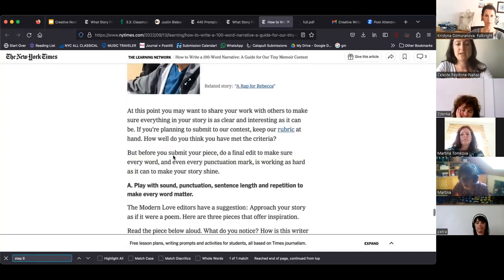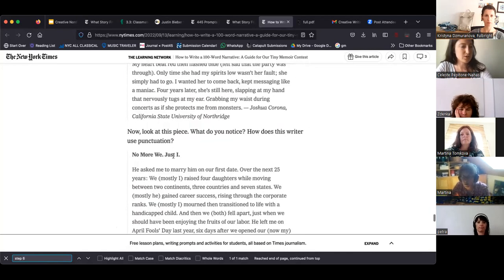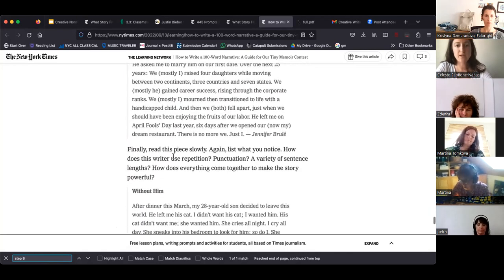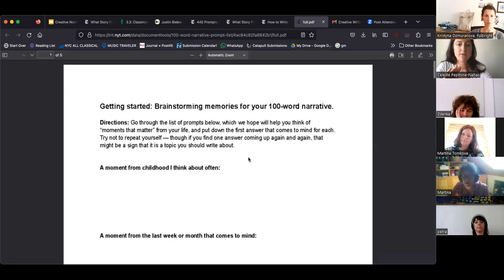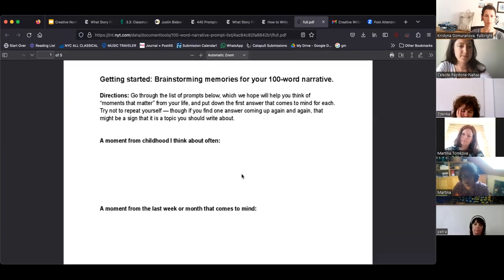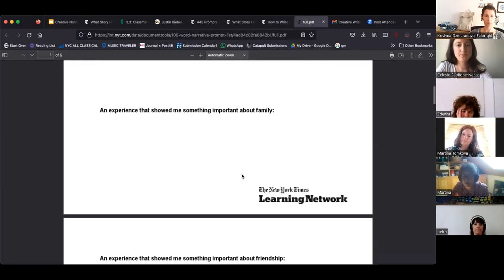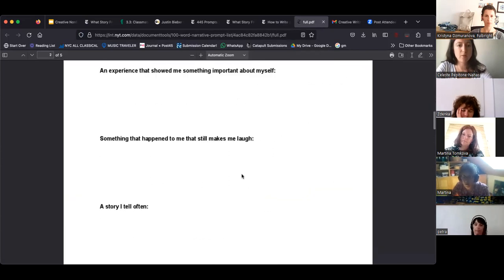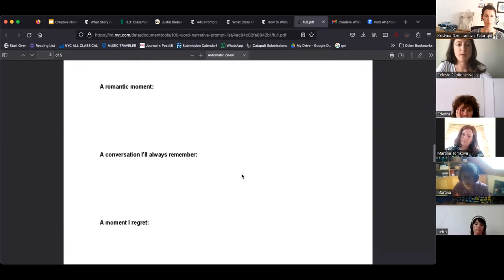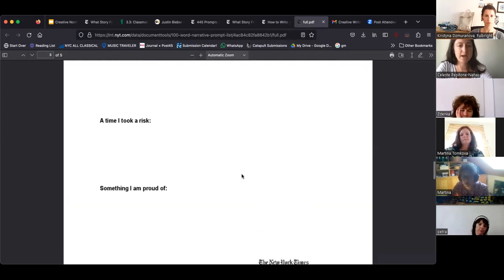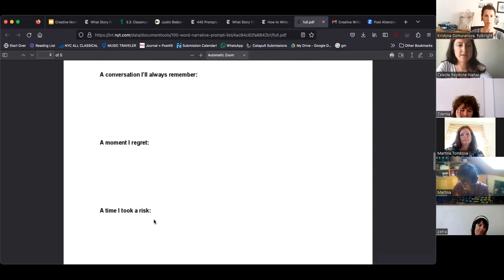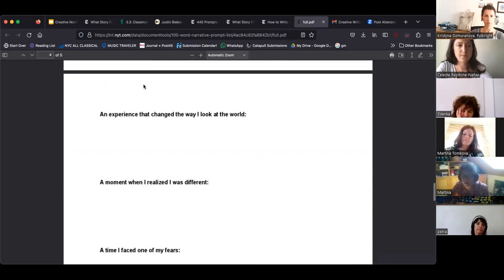So those are the 6 steps, but as you can see, there's a lot to read on this website. They give you a very clear guide. I won't go through all of it now. And they also give you a PDF to brainstorm ideas. So this is printable. I will link to it on this PowerPoint. And it's a really great way to start brainstorming. Students can think about times they took a risk, something they regret, an important conversation, etc.